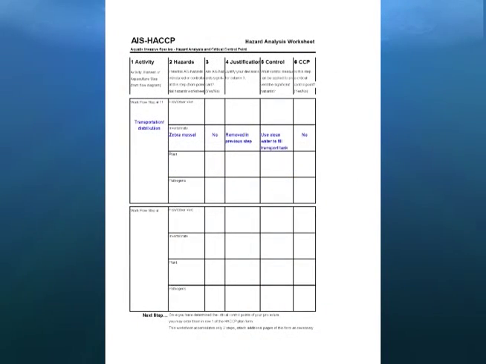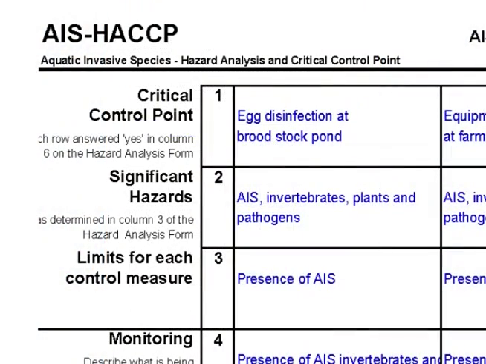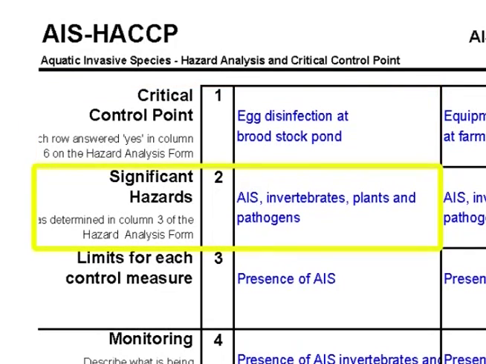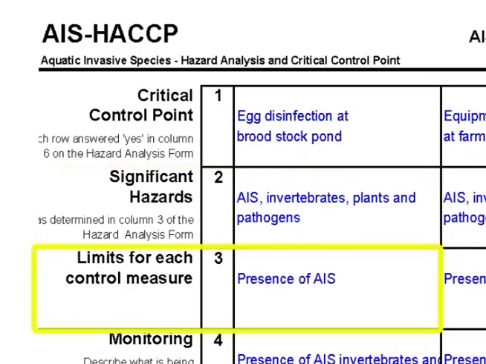In summary, our analysis has found 13 control points, only 5 of which were considered critical control points. Now we'll deal with each of these critical control points on the AIS HACCP plan form. Going down the columns, we've listed each step that contains a critical control point, the significant hazards we are trying to control, and what limits we are willing to accept to consider our control successful.